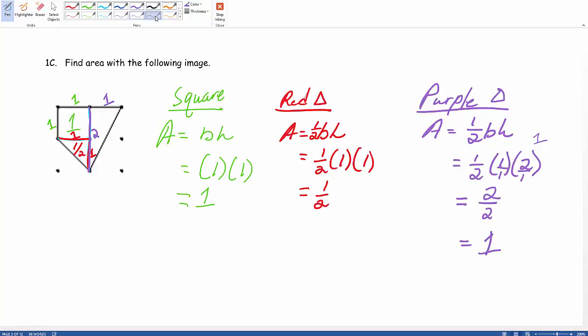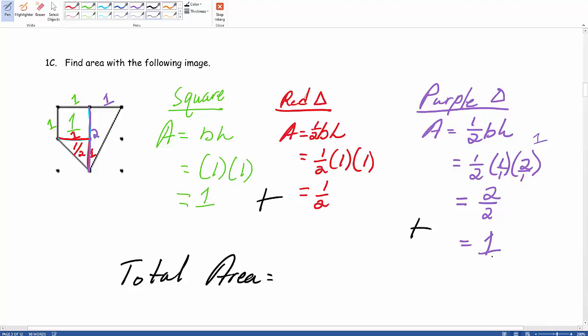Lastly, what we want to do is just combine all of these together to get the full image here. So our total area comes out to be 1 plus 1/2 plus 1, or 2 and 1/2.